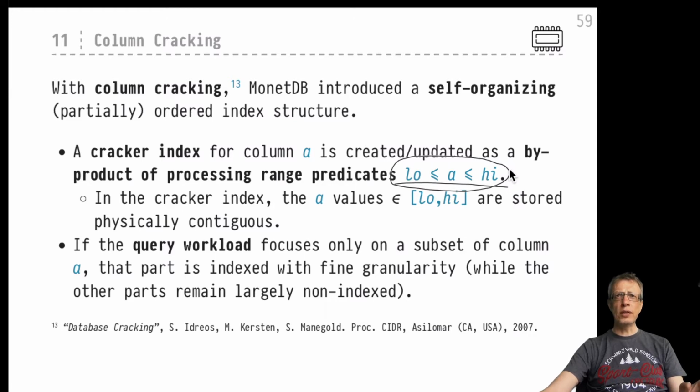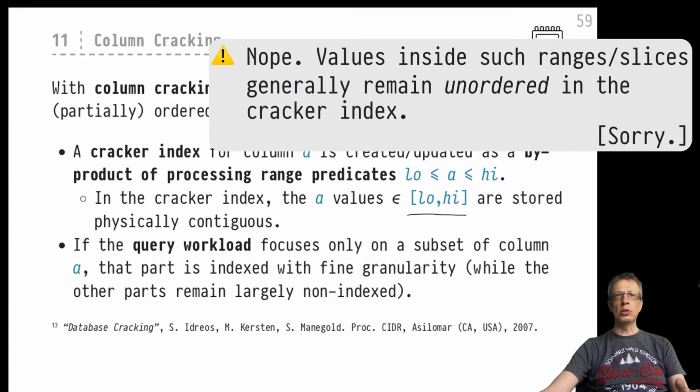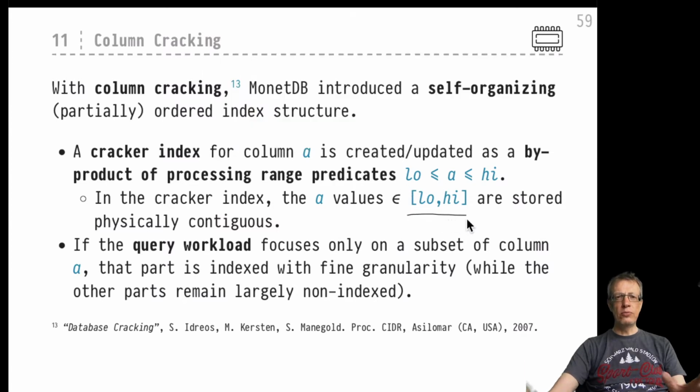Okay, in such a cracker index, if we look inside it, and we will do so on the next slide, we will find that the A values in the low-high range, the range that was just being queried and that appears to be relevant to our query workload, are indeed stored physically contiguous in ordered fashion. So we will find those values that are relevant to our query workload physically contiguous, so they fit into few cache lines, maybe even a single cache line, a very small portion of our cache, and they will be sorted even.